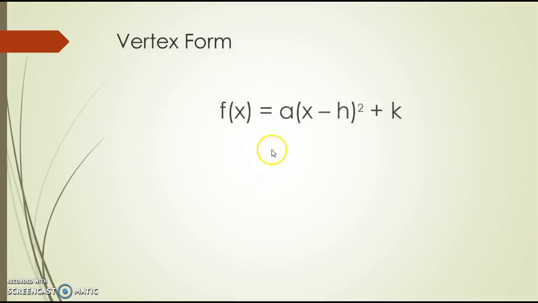Vertex form of a quadratic is y = a(x - h)^2 + k. Now we've seen a, h, and k before when we did our exponential functions. It's the same a, h, and k. So remember, exponential was a·b^(x - h) + k. That a still tells us if it's negative, that means it's reflected, so it's going down.